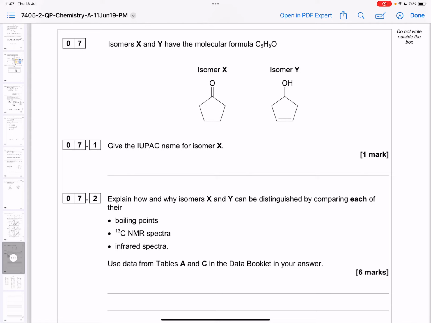Isomers X and Y have the molecular formula C5H8O. Give the IUPAC name for isomer X. So we can see that on isomer X we've got a ring of 5, so cyclopent. There aren't any double bonds between the carbons, so pentan, and we've got a ketone, so cyclopentanone.